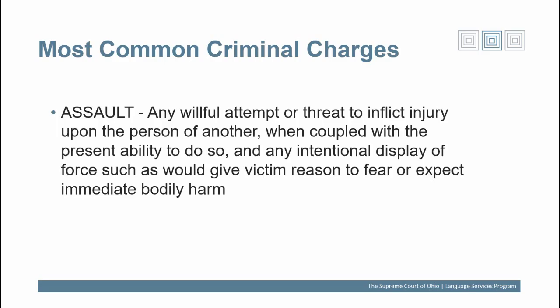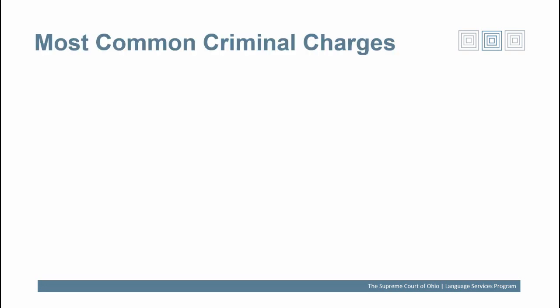Assault. Any willful attempt or threat to inflict injury upon the person of another when coupled with the present ability to do so and any intentional display of force, such as would give victim reason for fear or expect immediate bodily harm. For a comprehensive definition and the various types of assault in Ohio, see Chapter 2903 of the Ohio Revised Code.